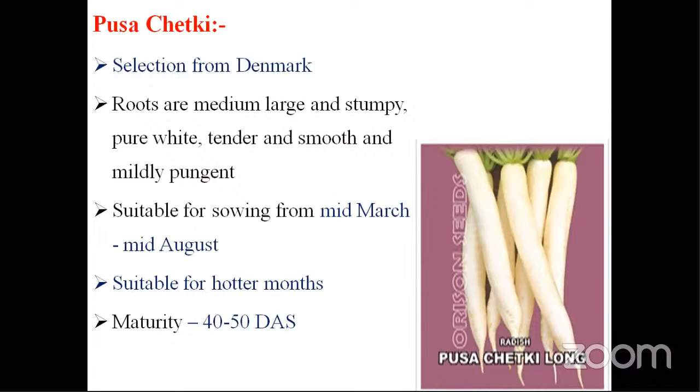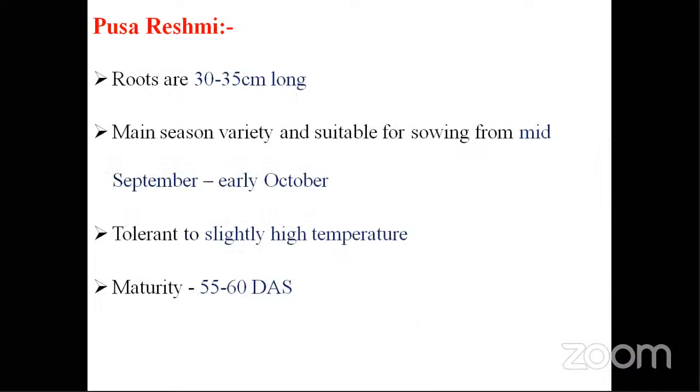It can be sown in the months of March to August. So it is high temperature resistant. That's the reason we are sowing in the months of March to August. Nextly, suitable for hotter months. That's the reason Chetki, hotter months. Because it is hot, the growth is much more. As the temperature rises, the activity of the plants rises, so it comes to maturity much earlier, that is 40 to 50 days after sowing.